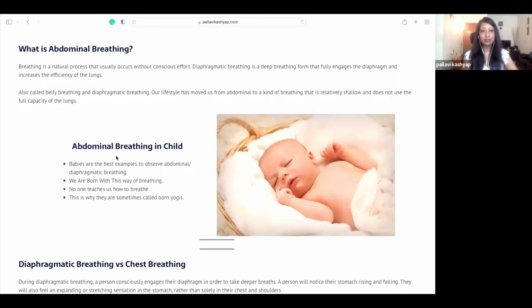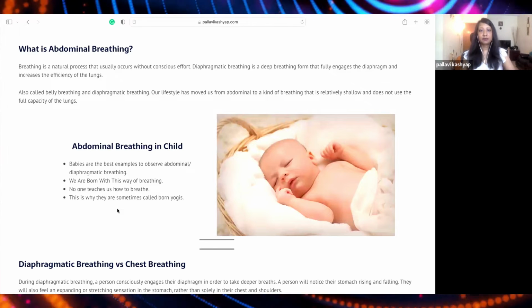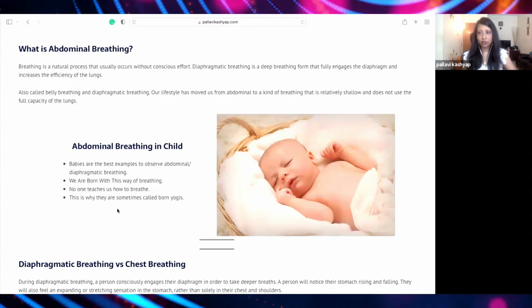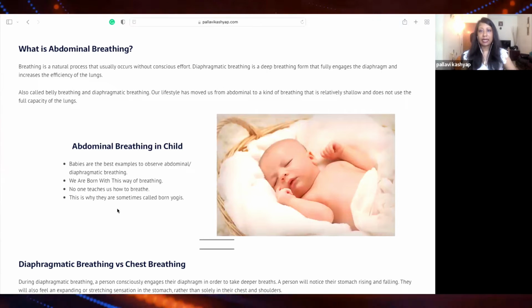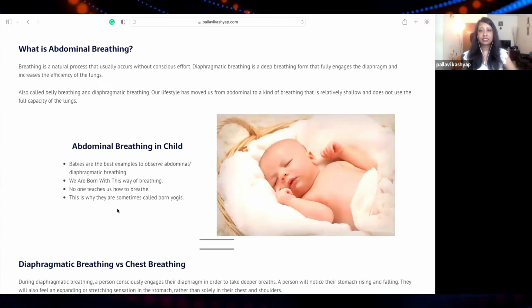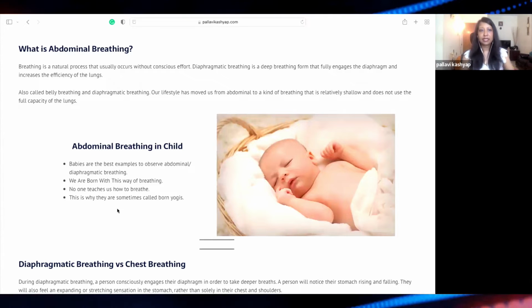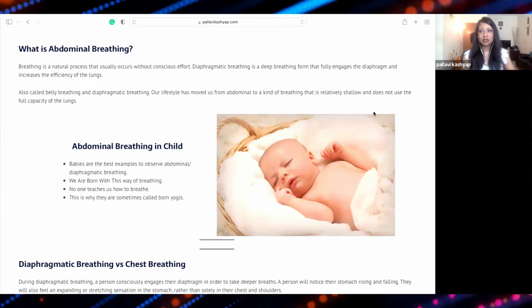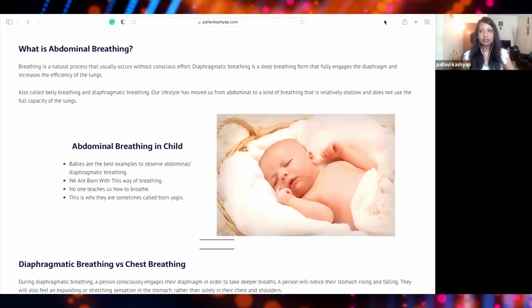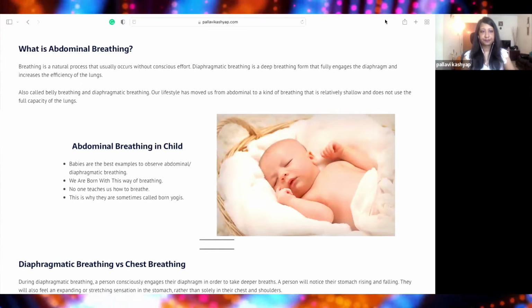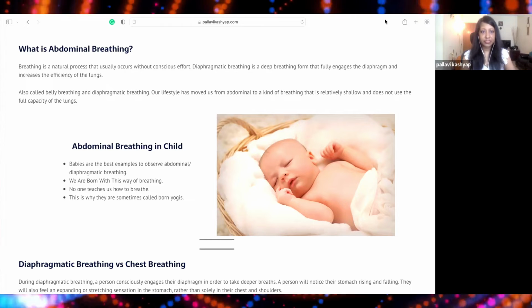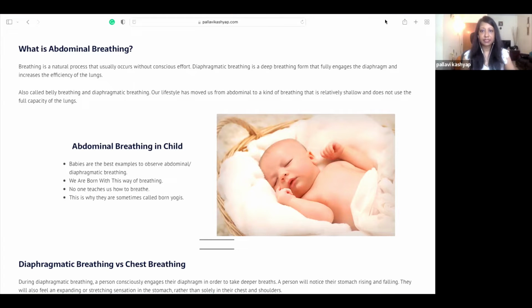So what is abdominal breathing? Breathing is a natural process that occurs without any conscious effort. Diaphragmatic breathing is a type of deep breathing that fully engages the diaphragm and increases the efficiency of the lungs. Our lifestyle has moved us from abdominal breathing to a kind of breathing that is relatively shallow and does not use the full capacity of the lungs.